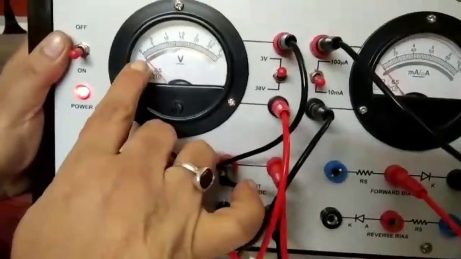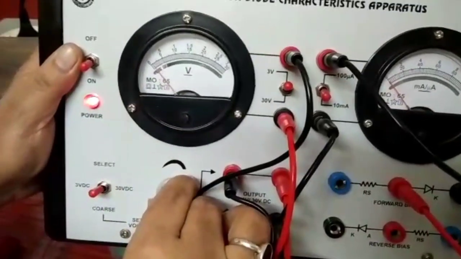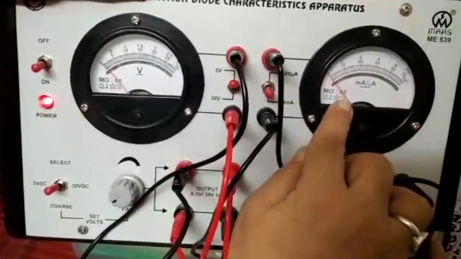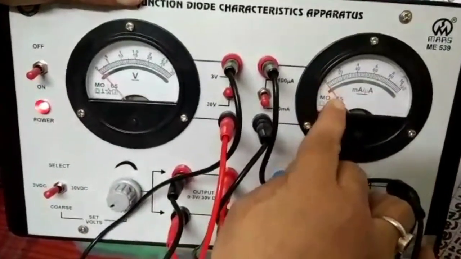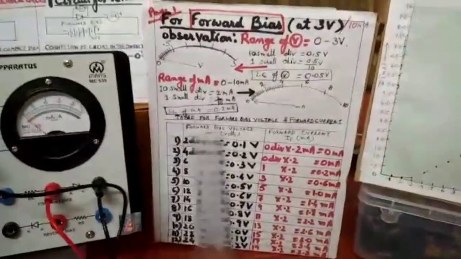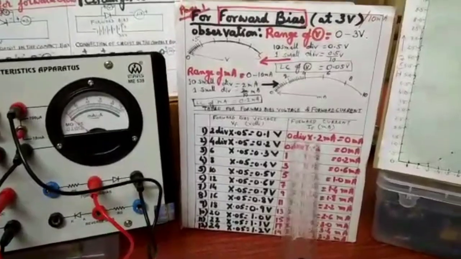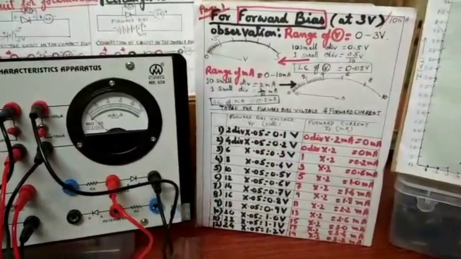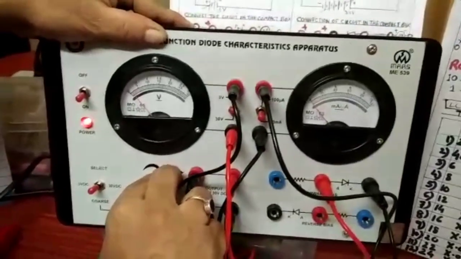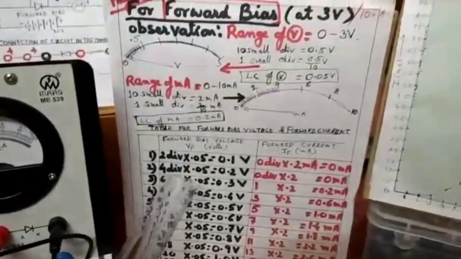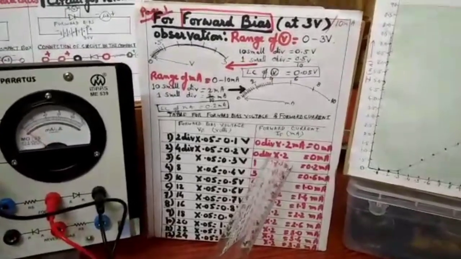See here, you have to see from the front. I have taken 2 divisions in the voltmeter. Now, in the ammeter, you can see no reading. That means the needle is not moving. Now, just see the table I have drawn here for the forward bias. 2 divisions I have taken in the voltmeter and 0 divisions in the forward current milliammeter. Now again, I have taken 4 divisions here. Here also you see no reading. So here I have written 4 divisions and 0 divisions in the milliampere.